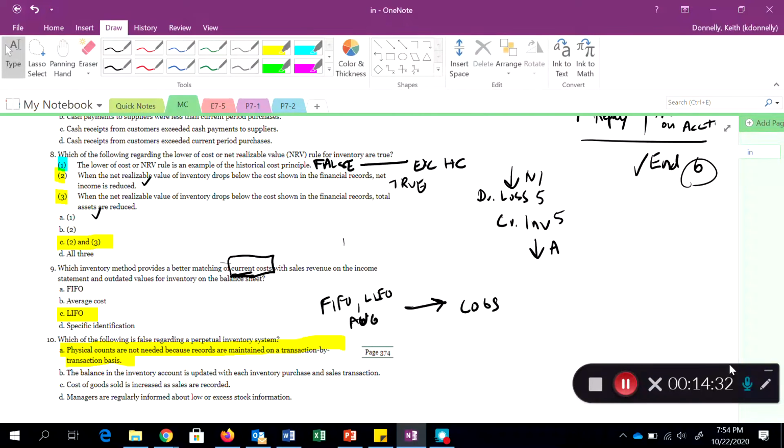That's the idea with this, why it's LIFO. Last in, our most recent purchases, the last thing we bought, that's the closest to what it's selling for right now, like if we were to rebuy it, because it's closest to present day.